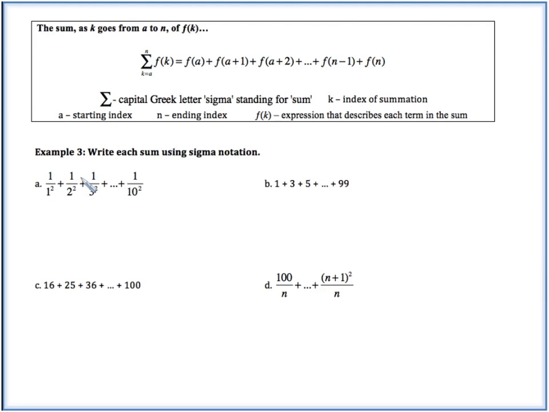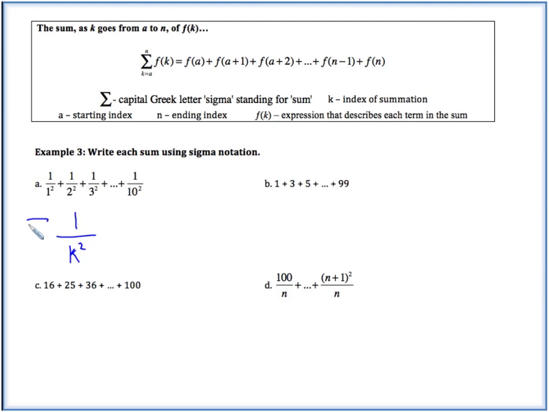Looking at this, all of them have a 1 on top. So our function is going to be 1 divided by, and then what's changing is right down here. What doesn't change is the squared in every case. So I'm just going to call this k squared. So there's our function. Now we need to write our summation notation.